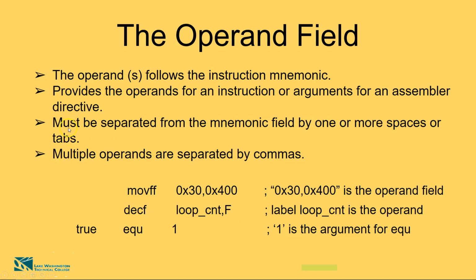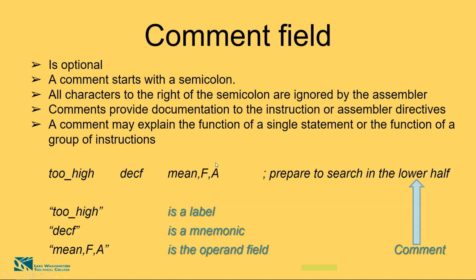Let's read here. It must be separated from the mnemonic field by one or more spaces or tabs. Multiple operands are separated by commas. So this is your operand. So far we learned the label, mnemonic, and operand fields. We will learn what all of these represent in the next lectures. Now next we have the comment field.